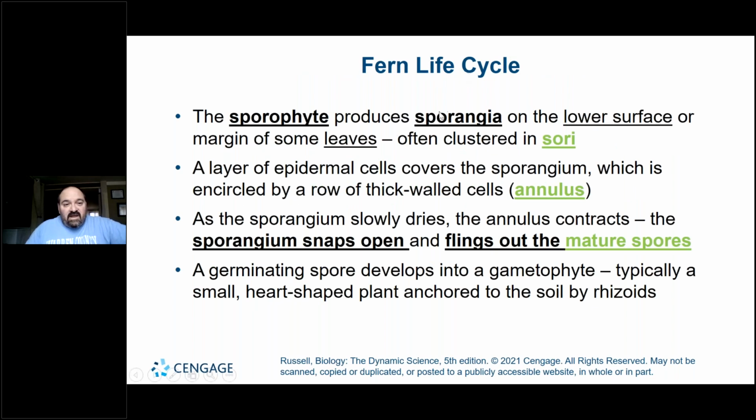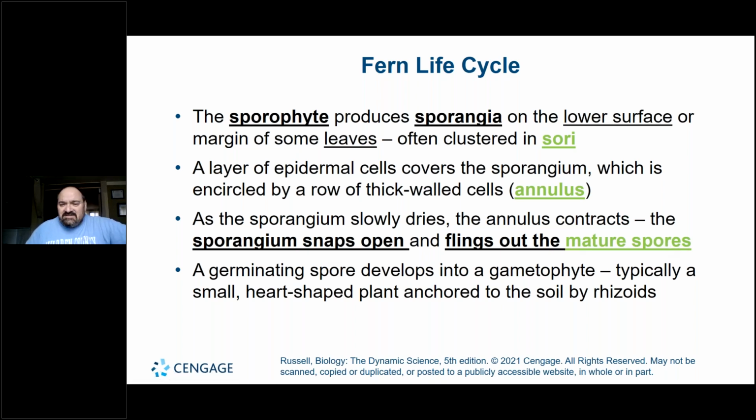You'll see here the sporophyte produces the sporangia, which is, again, this common pattern of what's taking place as far as this alternation of generations. This is cool. As the sporangium slowly dries, the annulus contracts, the sporangium snaps open and flings out the mature spores. How wild is that, right?